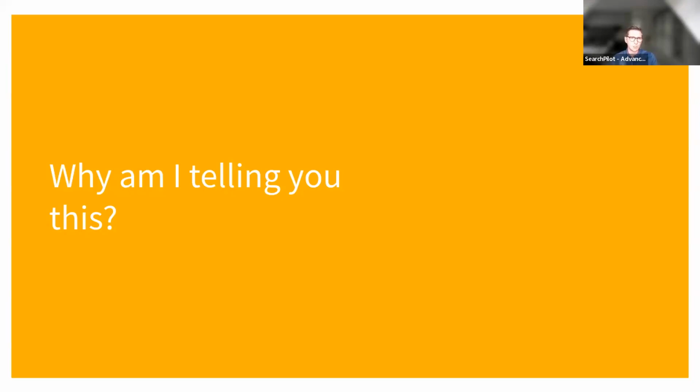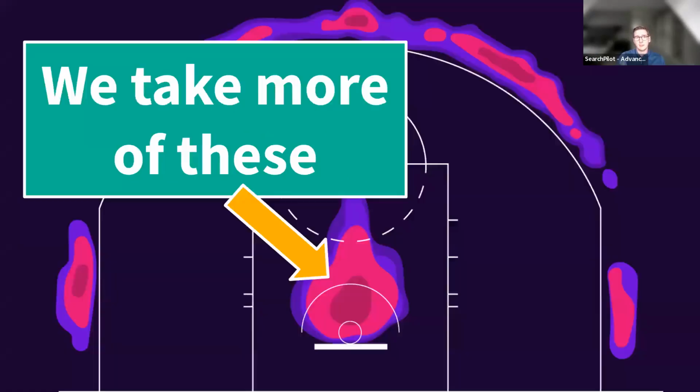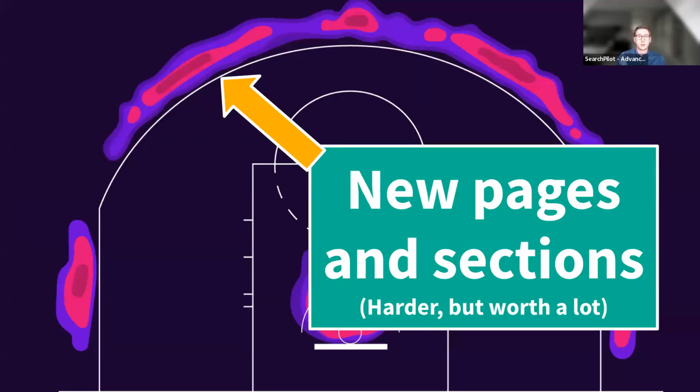So why am I telling you this? Why am I talking about basketball and not SEO testing? Well, the reason is that at Search Pilot, we believe that SEO split testing is to SEO what player tracking was to basketball, in that we can hopefully take more of these easy shots, the dunks and layups, by running experiments and getting winning tests. We can create new pages and new content, which is harder to do and more expensive, but is worth the investment because it's generating new content and more organic traffic.